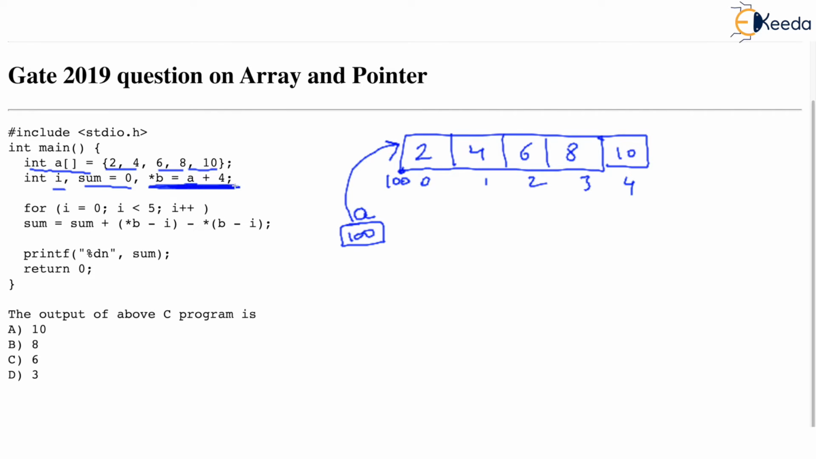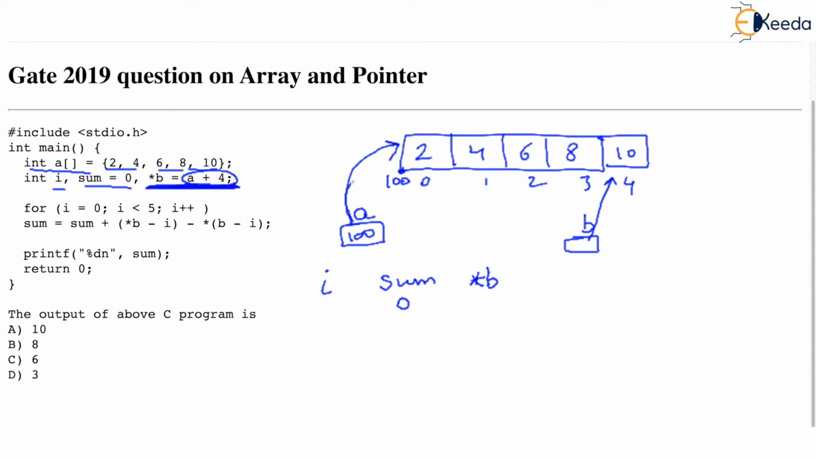Just observe. I will make these columns over here. i is a variable. Sum is initially 0, so I will write that sum as 0. And then we have a pointer *b. But just check, what is this pointer initialized to? It is initialized to a plus 4. The pointer b will point to the fourth element of the array. Please don't ask how.